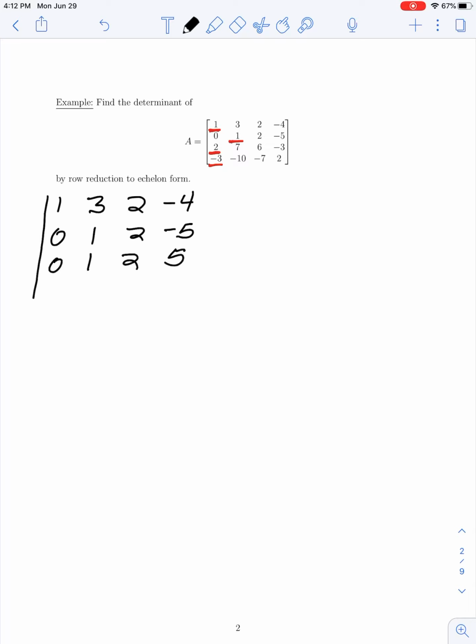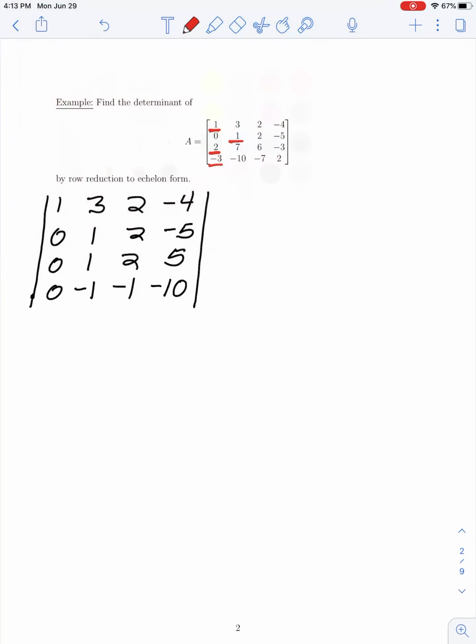And then to eliminate the negative 3 for the lead coefficient in our fourth row, I could take 3 times my first row and add it to the fourth. And that would not affect the value of the determinant according to theorem 3.3. So let's see what we have. We would have a positive 3 minus 3 is 0. Positive 9 minus 10 is negative 1. Positive 6 minus 7 is negative 1. And then a negative 12 plus 2 is negative 10.